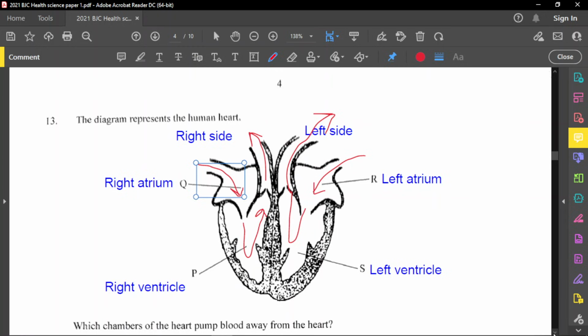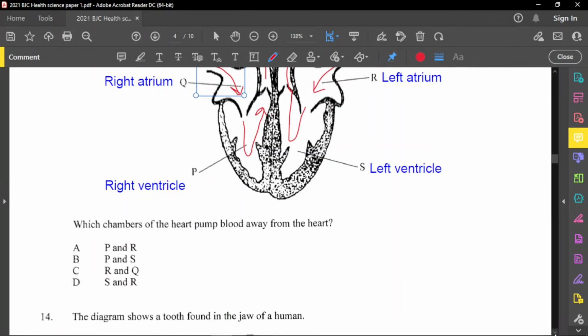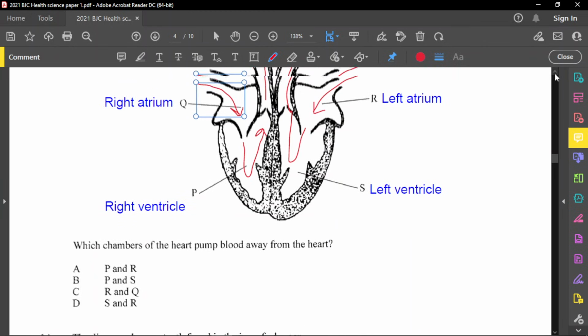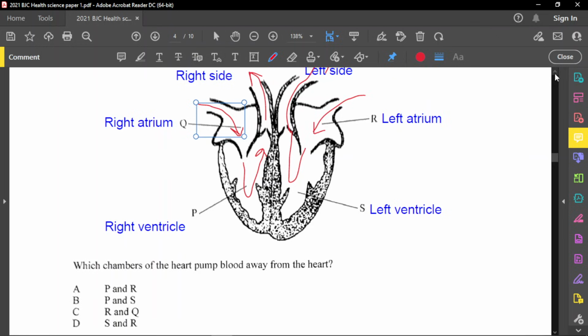All right, so let's go to the question and answer now. Which chamber of the heart pumps blood away from the heart? You need to know which chambers pump blood away from the heart. Just a point to note: blood enters the atrium, as I mentioned right here. So blood is entering the atrium, which means that the ventricles are what push blood out of the heart.